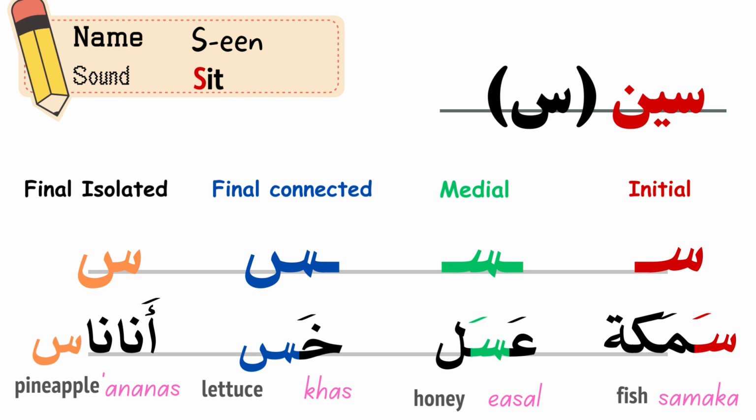The letter sheen. Word samaka shows the initial form of the sheen. Word asal shows the medial form of the sheen. Word khas shows the final form connected of the sheen. And word ananas shows the final form isolated of the letter sheen.